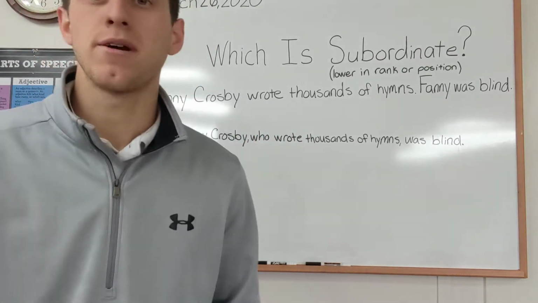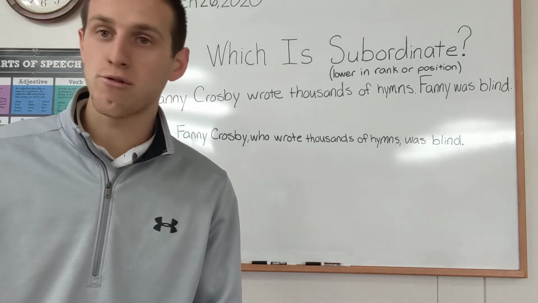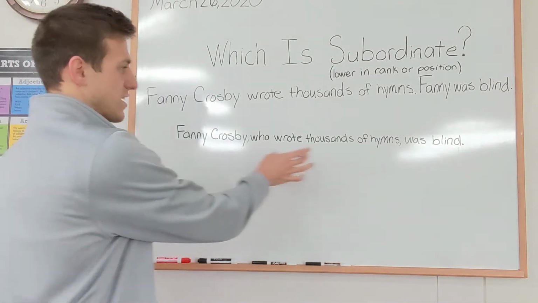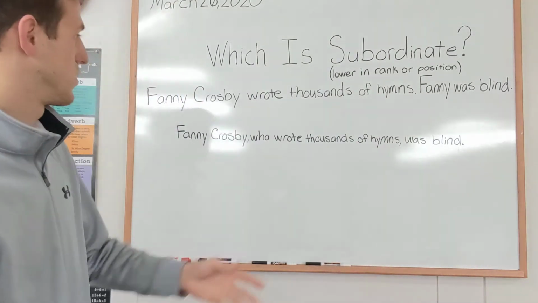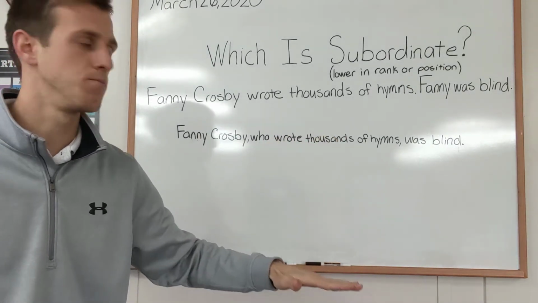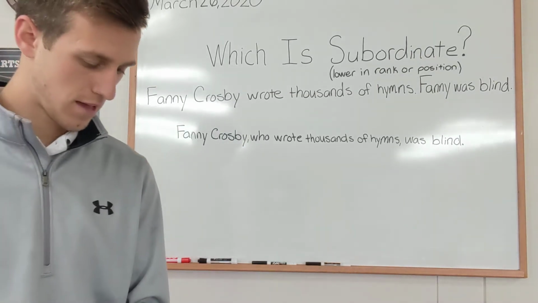Moving on to the next paragraph, it says the emphasis is on Fanny's blindness rather than her writing thousands of hymns. All right, so we're emphasizing that she was blind because in our subordinate clause, which is the lesser important information, we're talking about that she wrote thousands of hymns.